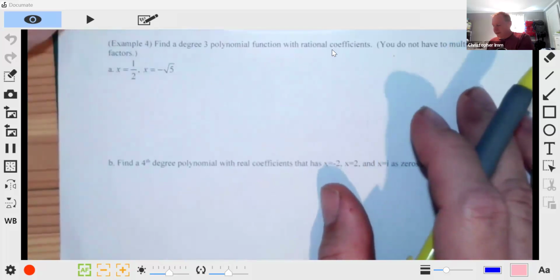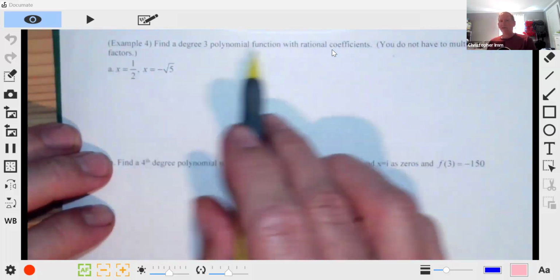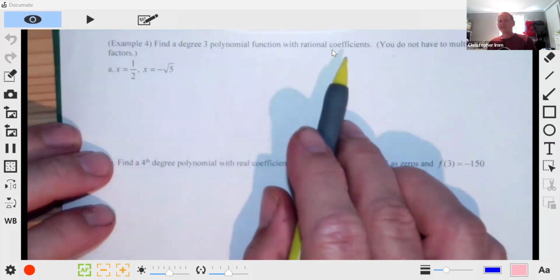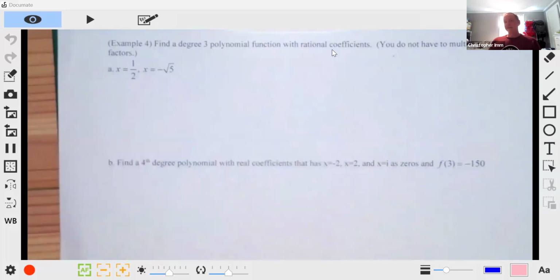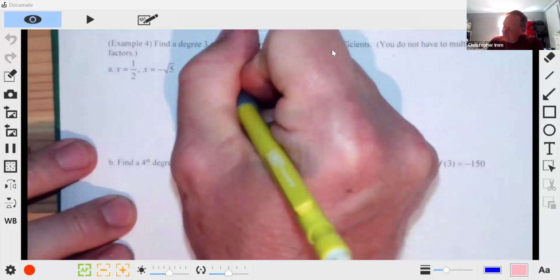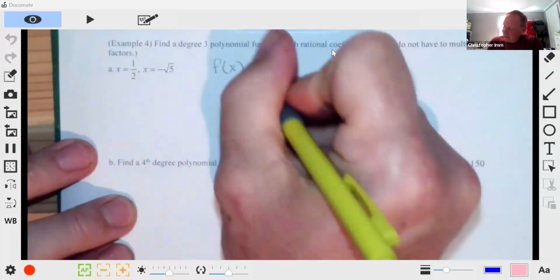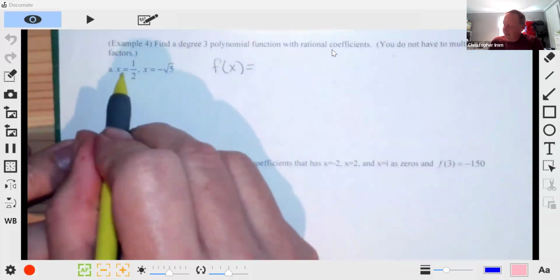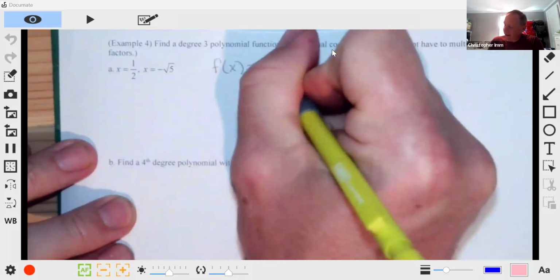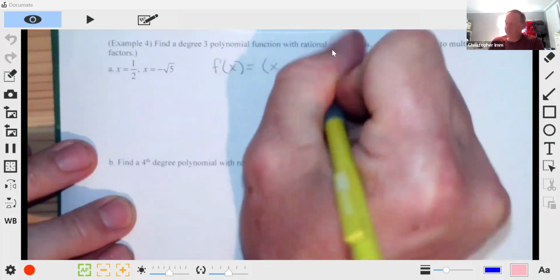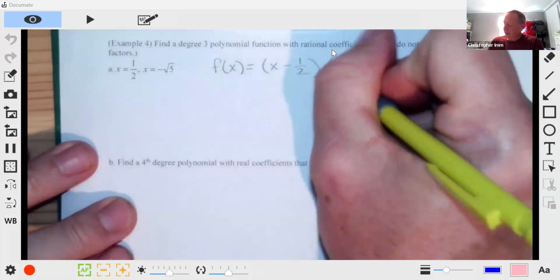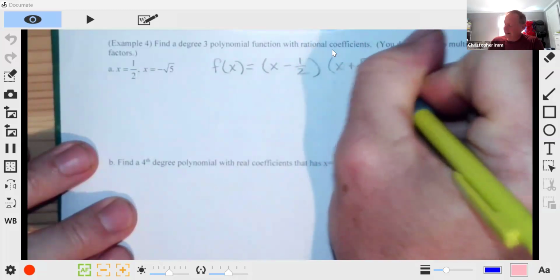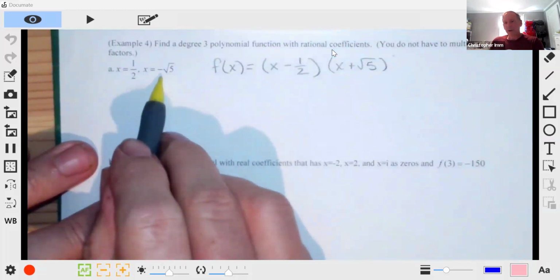So the first example here is we're going to find a degree 3 polynomial function with rational coefficients, and we won't multiply out those factors. So when I have zeros, I can actually construct the function using those zeros. So I could say f of x, since x equals 1/2 is a 0, I know the factor x minus 1/2 would be the factor that gives me that 0. I have x is equal to -5, so I have x plus root 5. That's going to give me one of those zeros.